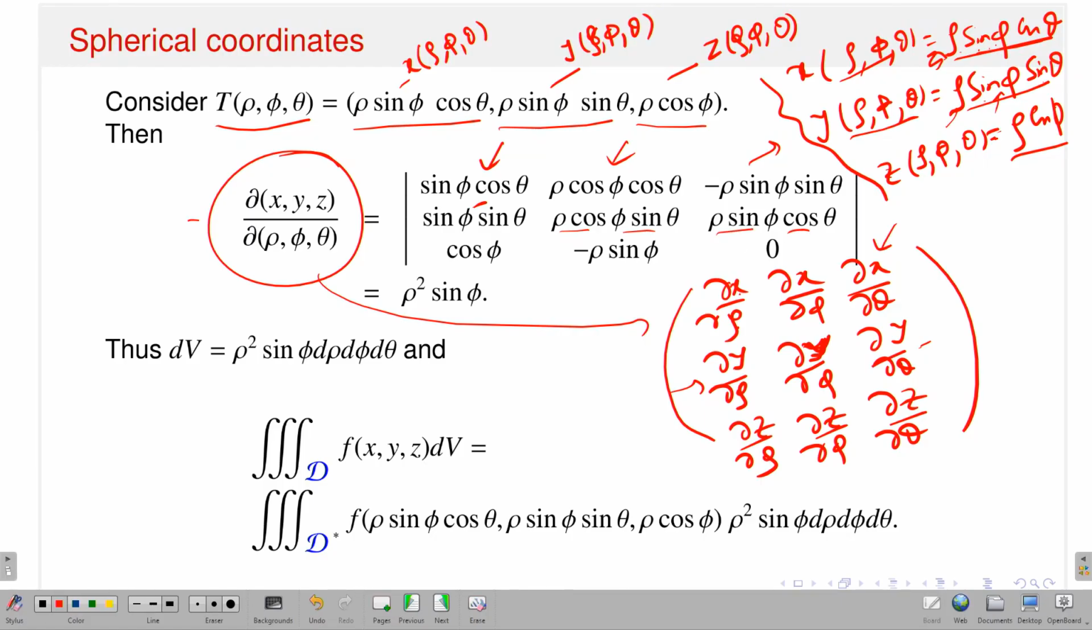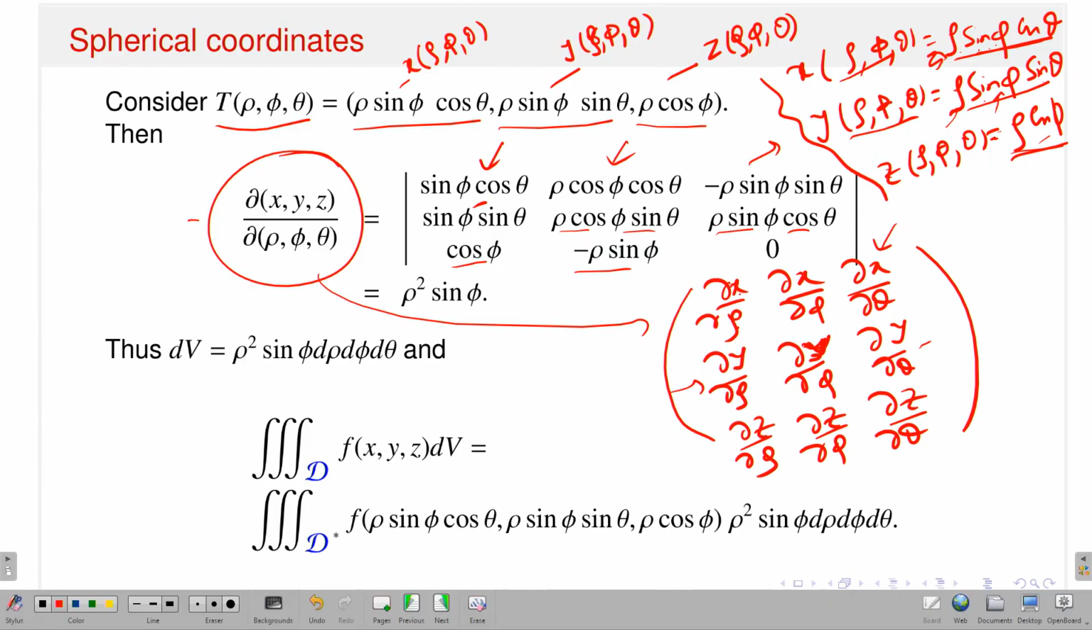And finally, you have to do the same process for the function z. If I take del z del rho, this will give you cosine of phi as it is. Del z del phi, keep rho constant, gives minus rho sin phi. And finally del z del theta: z has no variable theta, so this will give you 0. So that is the corresponding Jacobian matrix of your transformation at the point rho, phi, theta.